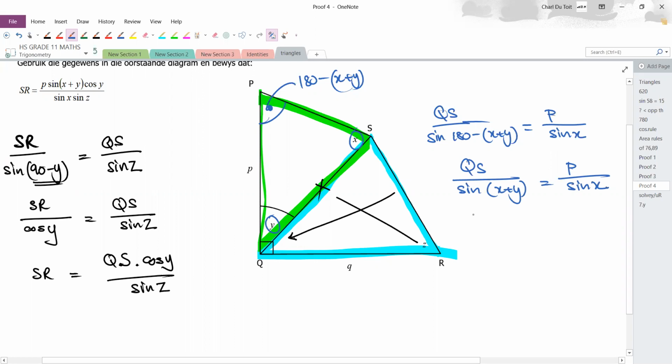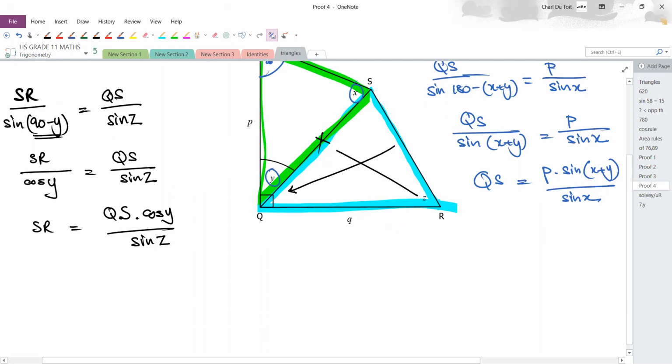So now I've got QS. QS equals P times sin of x plus y over sin x. And then I'm just going to substitute. So SR equals, with QS being P times sin x plus y over sin x, and then I also have cos y at the top. And I have a sin z at the bottom. And there's the answer.